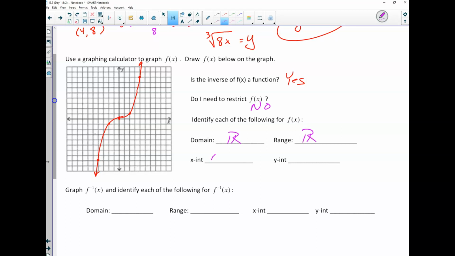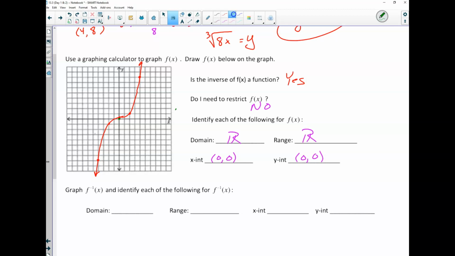Well, if I put 0 in for x, I get 0 out for y. What's my y-intercept? Well, the same as my x-intercept, because it's 0, 0. So identify each of the following for the inverse. Well, the cool thing is if I want to graph my inverse, I have this point 0, 0. If I flip-flop 0, 0, I get that.